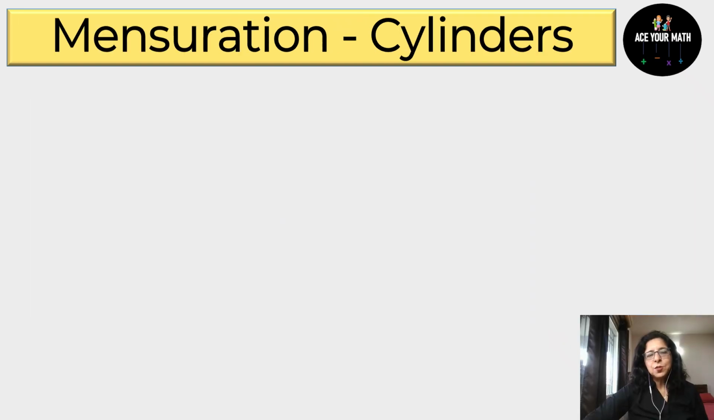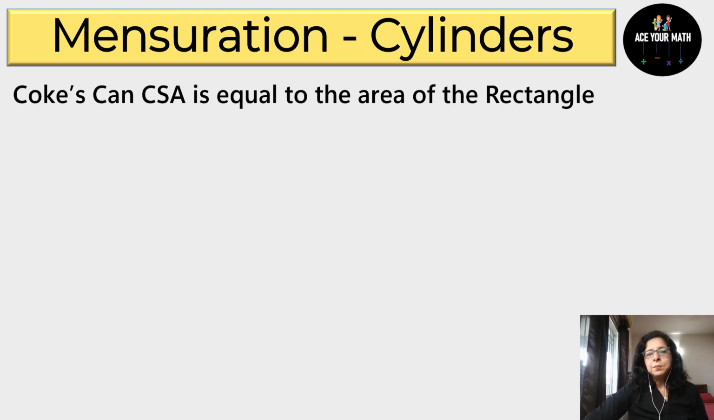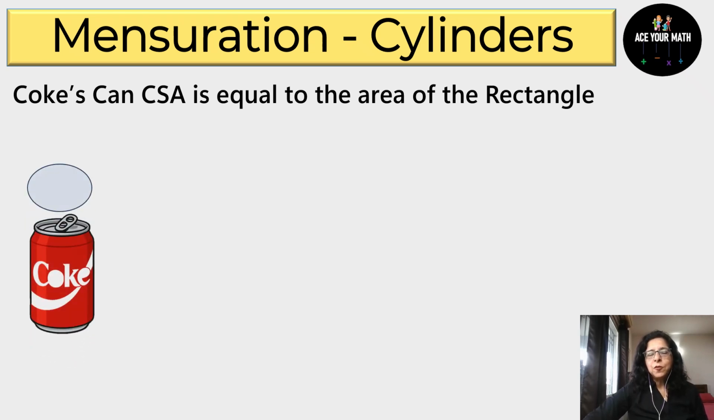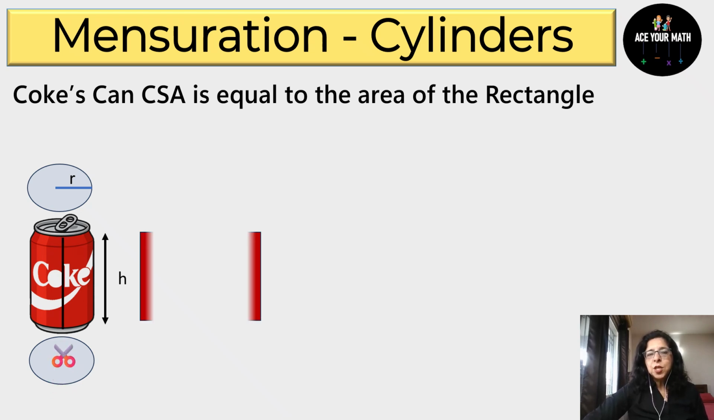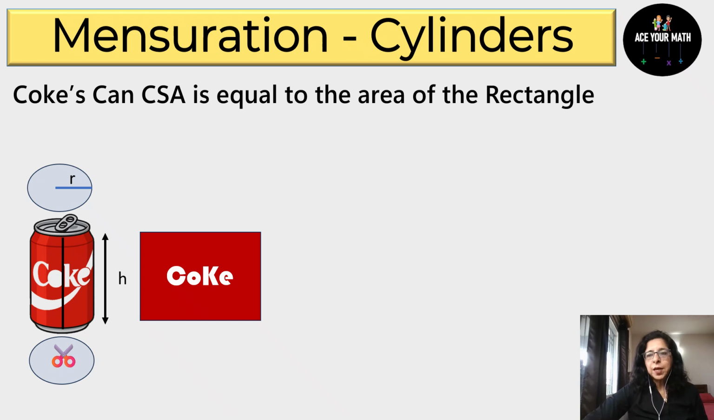Now let's unfold this question. The Coke can's curved surface area is equal to the area of the rectangle. Now we will understand this. You know that this is a Coke can and it has two circular faces at the top and at the bottom. Radius is r. Similarly, there is a curved surface, and the height is h. Now if you cut open this Coke can vertically from the center and then flatten it, which shape will it take? It will take the shape of a rectangle.